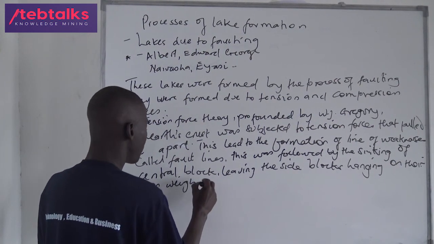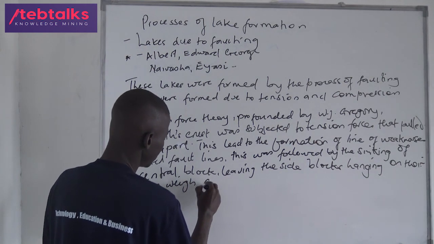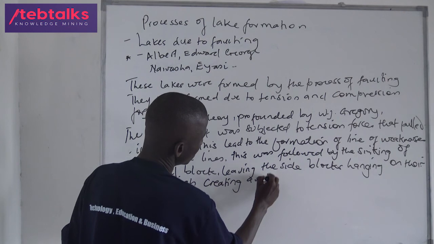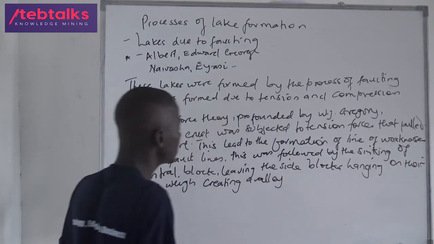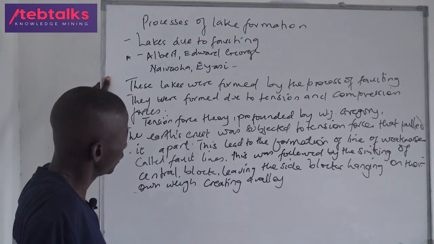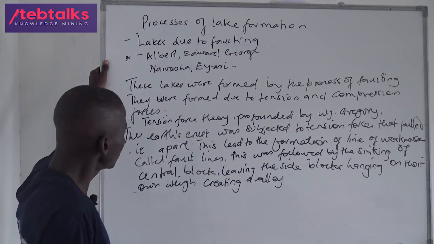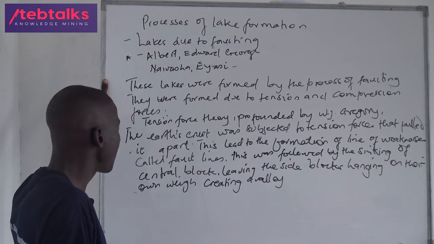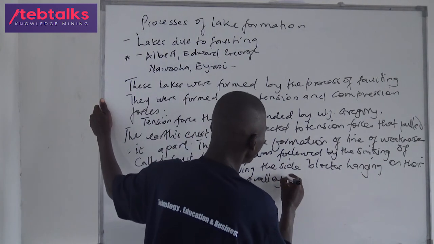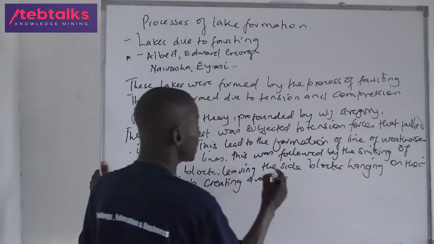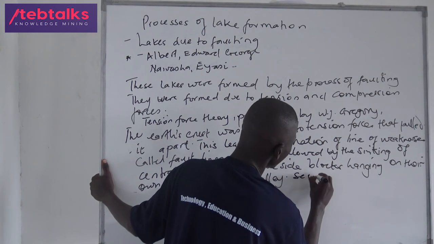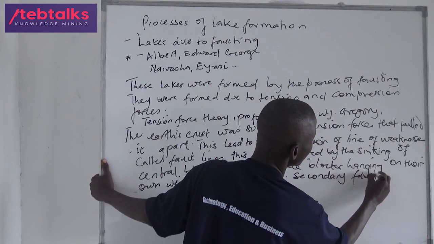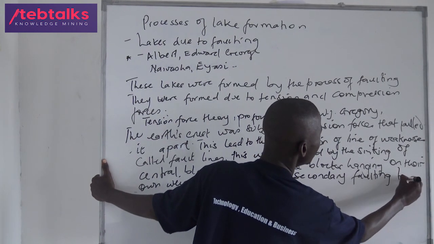Creating a depression, creating a valley. So this explains the formation of the Rift Valley, but it doesn't explain the formation of the lake. However, the Rift Valley Lake is formed whenever there is a secondary faulting taking place.